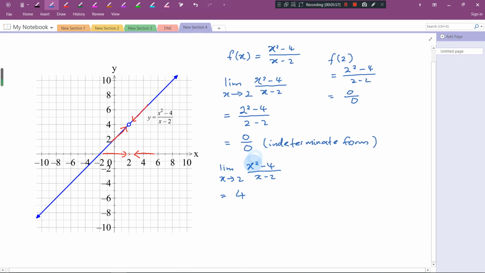So how do we get this answer? Let's say we don't have the graph. If we don't have a graph, we cannot refer to this graph. How do we get this answer?